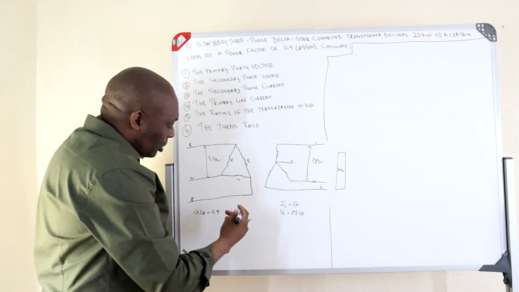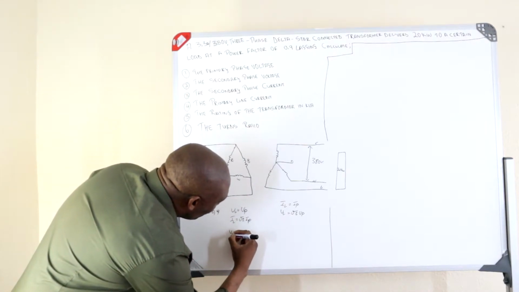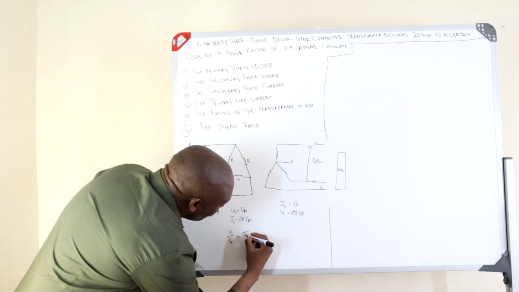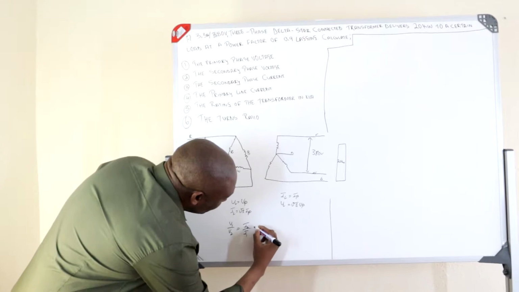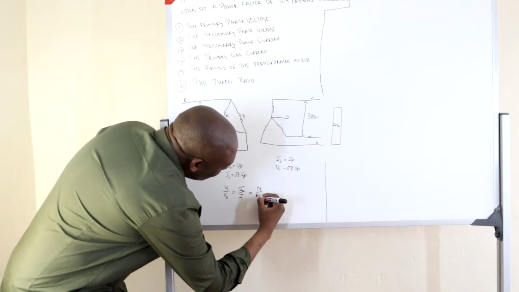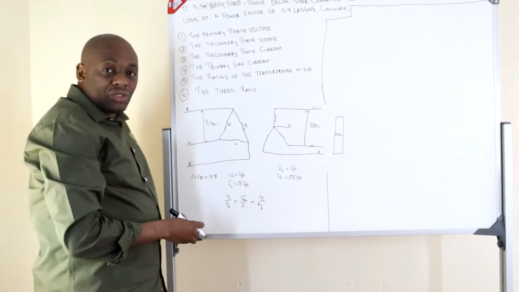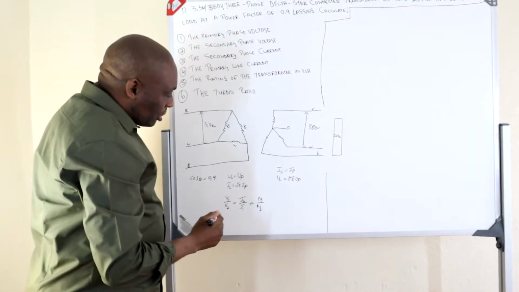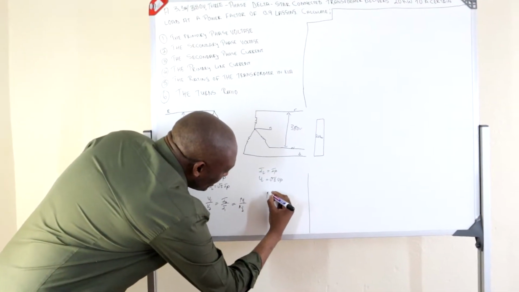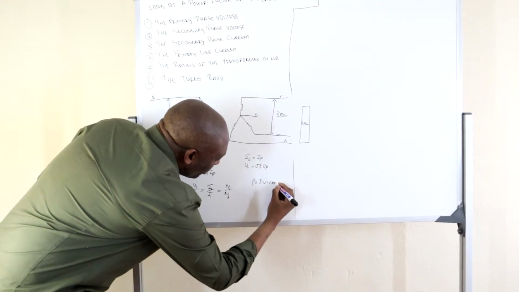And then we also have the formulas of the transformer, which is V1 over V2 is equal to I2 over I1, which is equal to N1 over N2. Those are the formulas that we are using in transformer applications. We also have other formulas, which is P is equal to 3 VI cos phi.